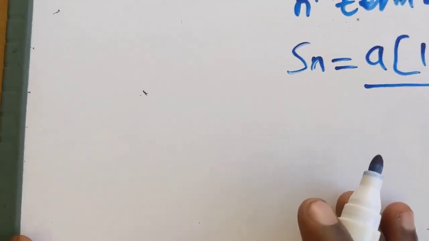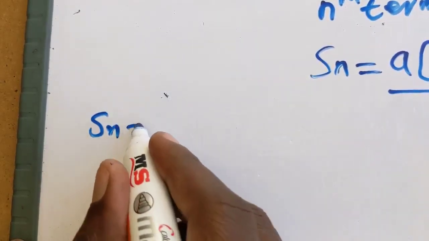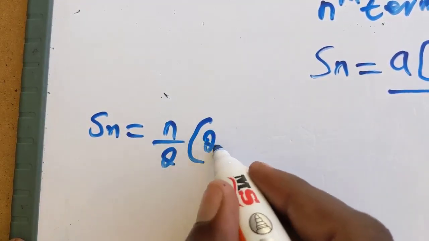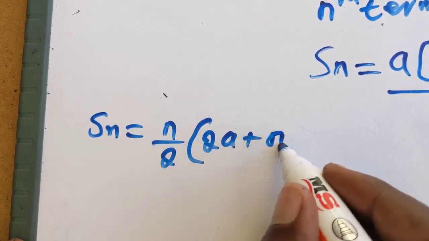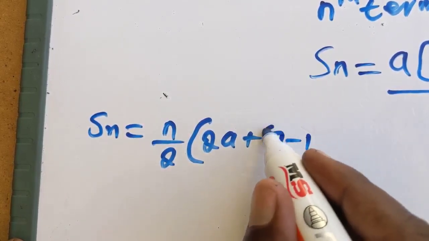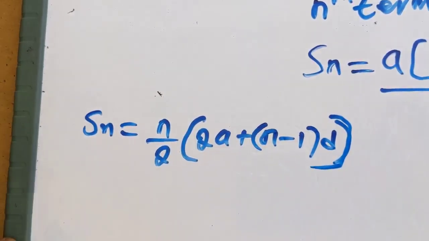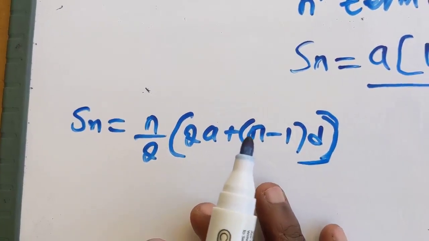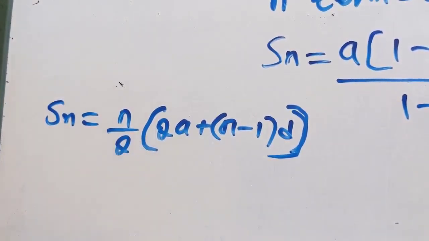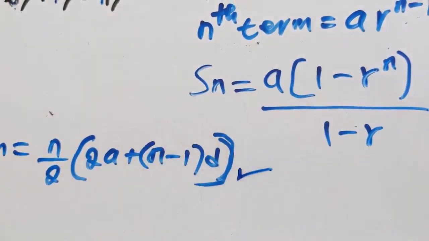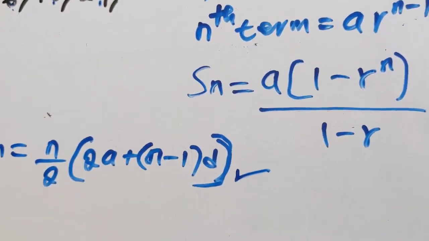For arithmetic progression, remember we said that the sum is equal to n over 2, open bracket, 2a plus n minus 1, close bracket, d. So this is the formula for the sum of arithmetic progression. But now we are looking at geometric progression. Don't mix things. This one only comes in paper 1, and this one only comes in paper 2. So don't be confused.